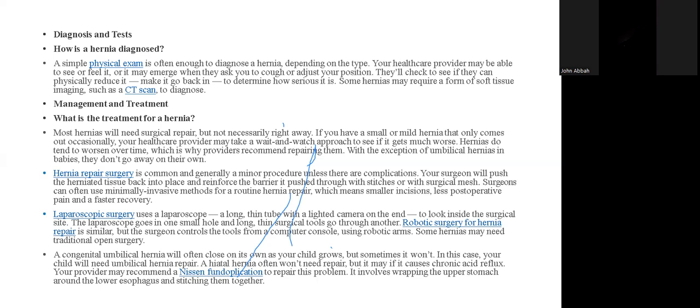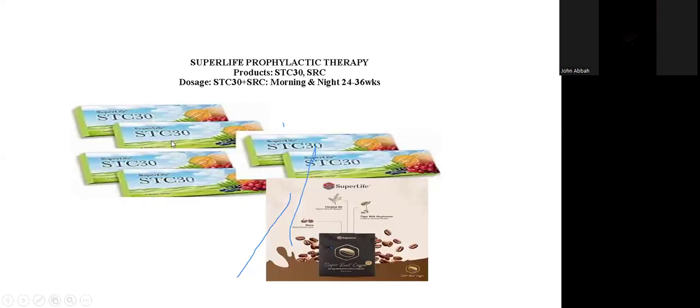Okay, now where does STC come in here? Where does Superlife come in here? If you have listened to this discussion from the very beginning, by now you'll be able to tell me what way would be the most effective in managing this situation. If there is a major growth, a protrusion, you have to do surgery. It's as simple as that.